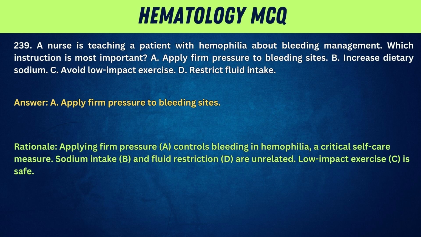239. A nurse is teaching a patient with hemophilia about bleeding management. Which instruction is most important? A. Apply firm pressure to bleeding sites. B. Increase dietary sodium. C. Avoid low-impact exercise. D. Restrict fluid intake. Answer: A. Apply firm pressure to bleeding sites. Rationale: applying firm pressure, A, controls bleeding in hemophilia, a critical self-care measure. Sodium intake, B, and fluid restriction, D, are unrelated. Low-impact exercise, C, is safe.